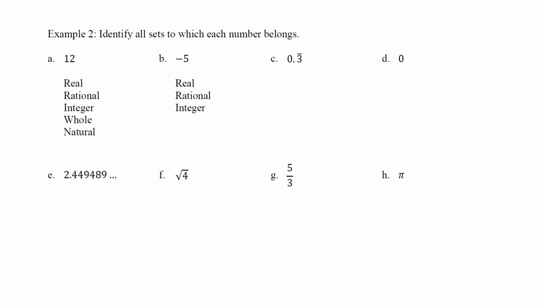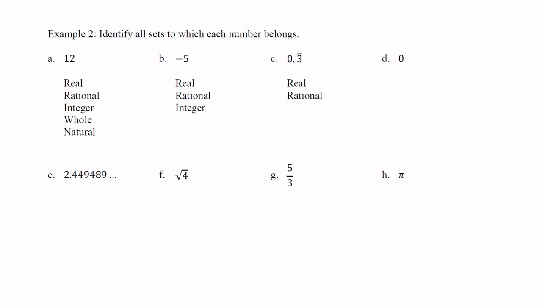All right, for C, we have 0.3 repeating. And remember, when you have a line over a number after the decimal, that indicates that this number is repeating. So this means 0.33333 forever. Well, we know that that's a real number. All these numbers are going to be real numbers, by the way. We know that it is rational because 0.333 forever can be expressed as the fraction 1/3. But we know it's not an integer because it is not a fraction with a denominator of 1.